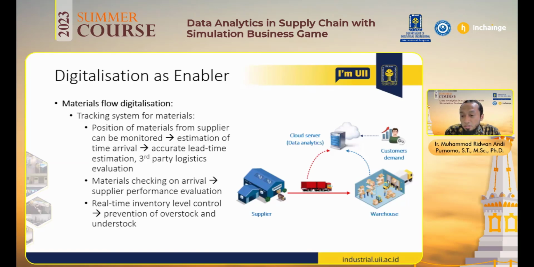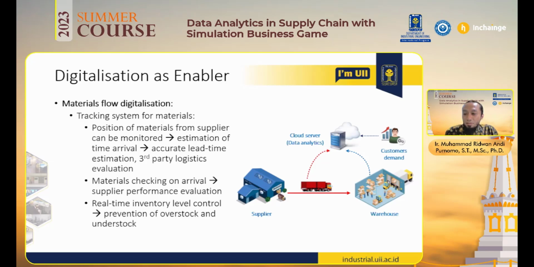Real-time inventory level control. If we can track the material, then after we receive the material, we store it in some storage, and after that we can control the level of the material in real time. This is very important, because we can imagine, of course, we have online shopping experience. After we select the products, make an order and pay the price, we need to wait, right?